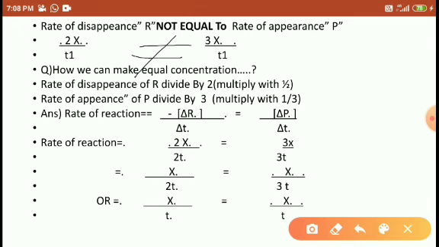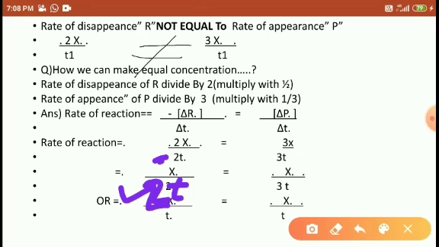Let's check here, students. The rate of reaction is minus delta R by delta T, equal to delta P by delta T. The rate of reaction is 2x by 2T and 3x by 3T. The 2x concentration is divided by 2, so the 2 gets cancelled. Here 3x is divided by 3, so the 3 gets cancelled. Then we get x by 2, but since we are dividing by 2, we must mention 2T here. This 2 indicates that we are dividing by 2, so it is necessary to mention it.